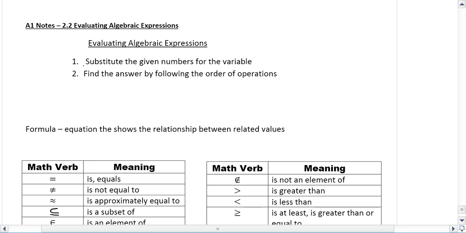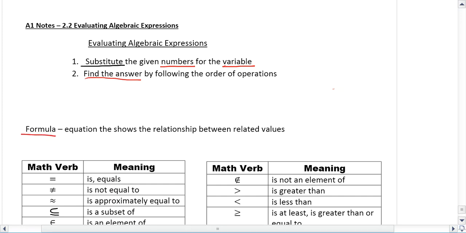Step 1 is the word substitute, and you actually have to substitute just like in a sporting event when a coach substitutes one player in for another. You're going to take out the variable from the expression. We're going to take out the letter x or whatever the letter is, and we're going to put in the number. After you take out the letter and put in the number, then you do the math, and you find the answer by following PEMDAS, just like we always do. So we'll look at some examples of that in just a moment.